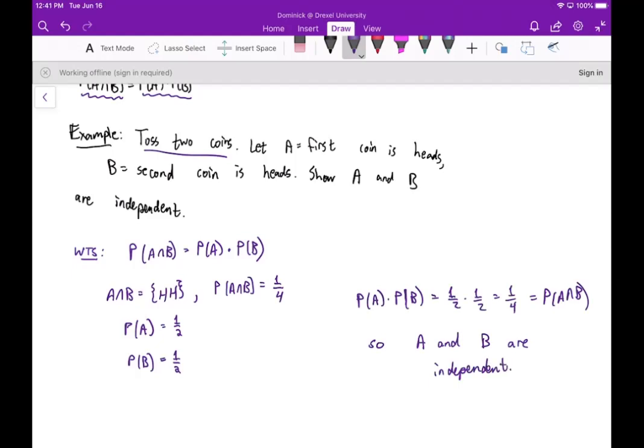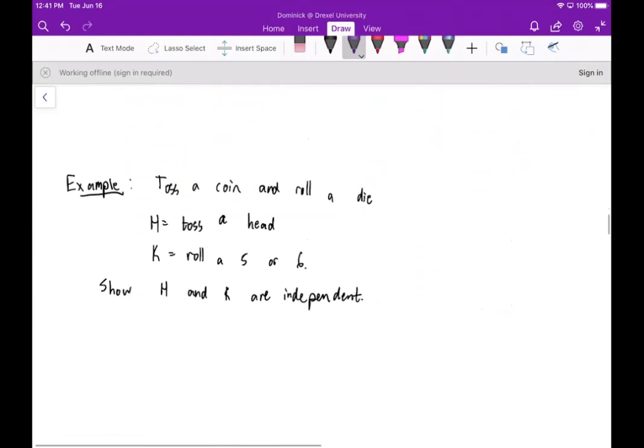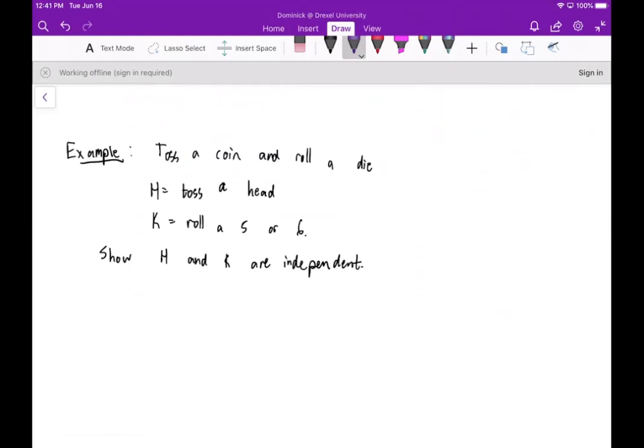Okay, so that's the idea of independence. Now, as another example, we're going to toss a coin and roll a die. We'll let H be the event that we toss a head for the coin, and we'll let K be the event that we roll a 5 or a 6. Now we're going to show that both of these are independent.